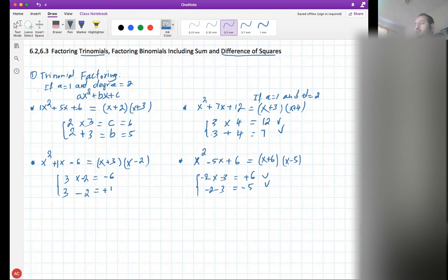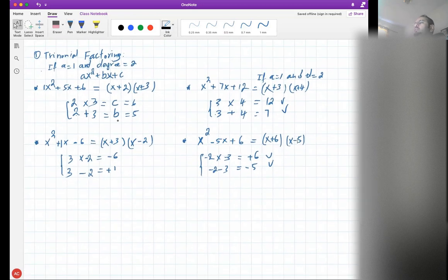So again, if you have a minus here or two minuses, be more careful. Play around with the numbers. You have to get exactly C from the multiplication and exactly B. C is here, B is here. This is again a trinomial of degree 2, and we have an invisible one as A here.